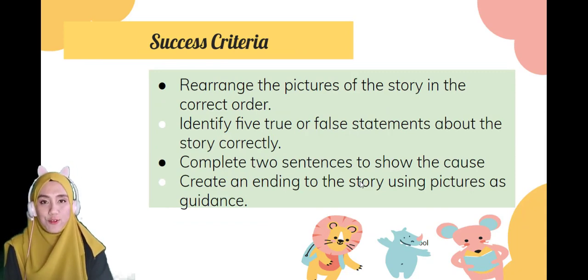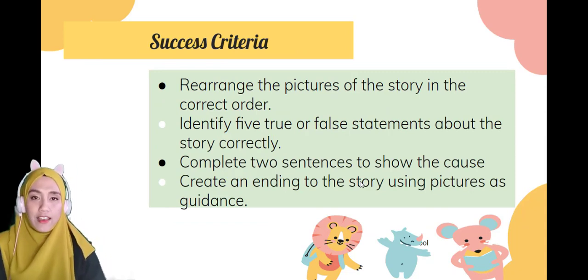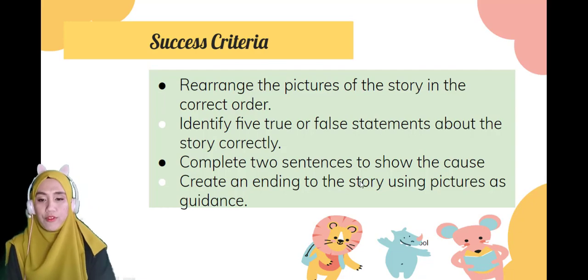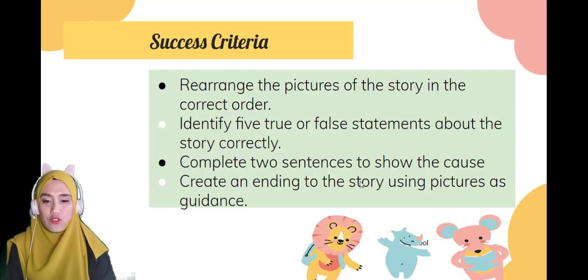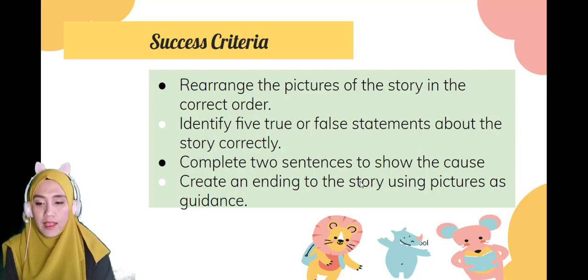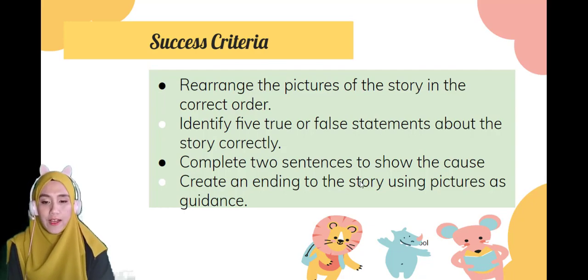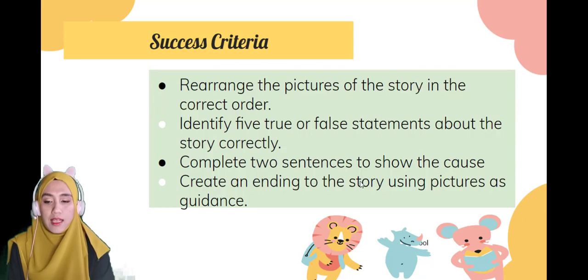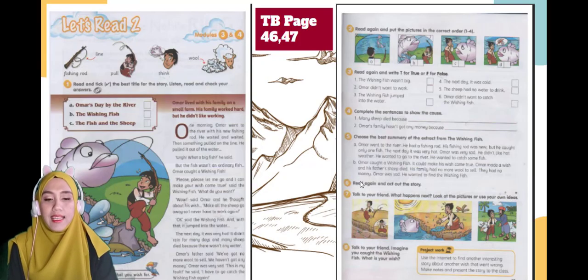Success criteria for today's lesson. At the end of the class, I will be able to rearrange the pictures of the story in the correct order. I can identify 5 true or false statements about the story correctly. I can complete 2 sentences to show the cause, and I can create an ending to the story using pictures as guidance. Now, this is your student book, page 46 and 47.